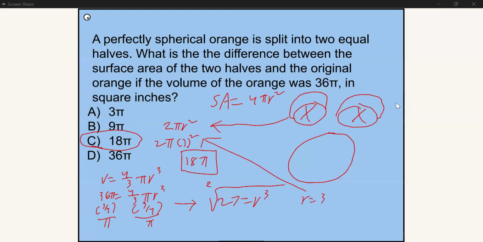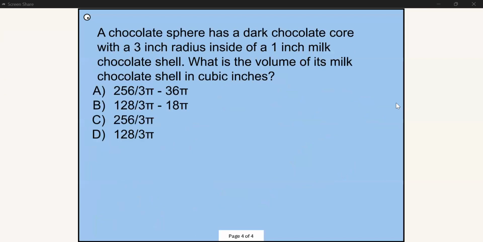So this question looked like it was about the surface area of a sphere. And you might be like, I don't know that formula. But actually, it's only about the surface area of the circles cut in the middle. All right, and then we'll do this last one for today.